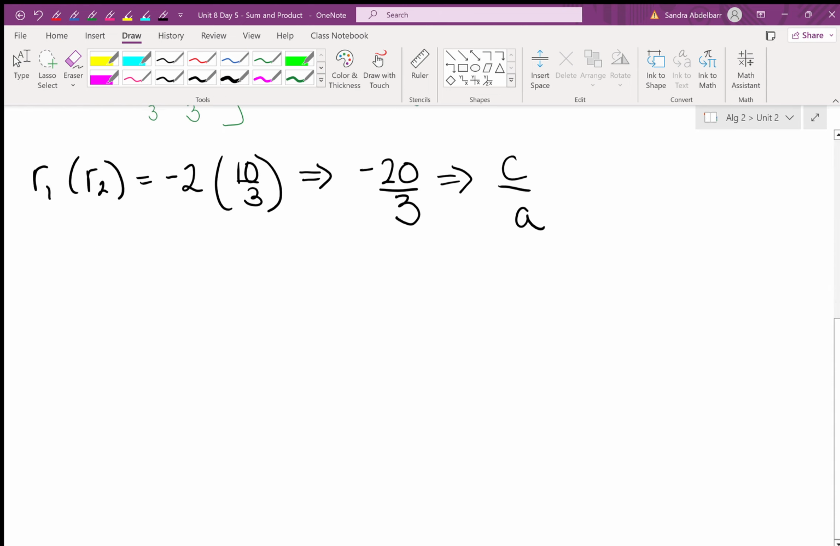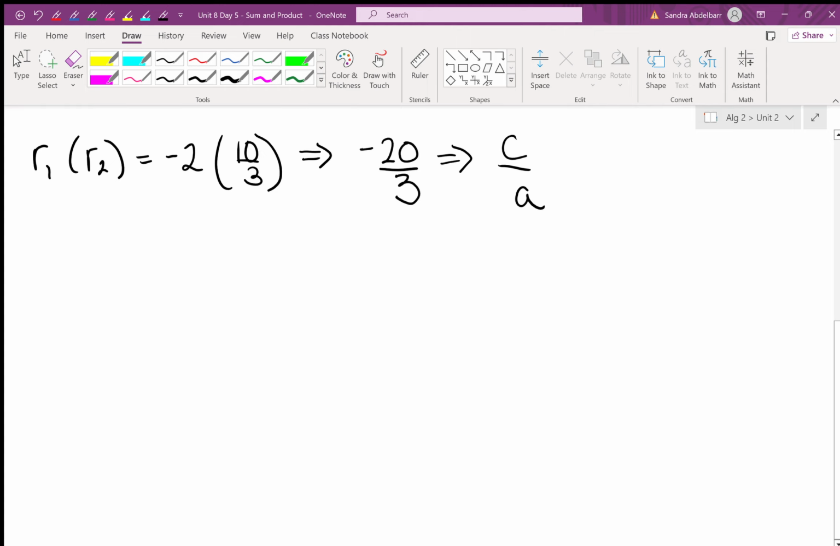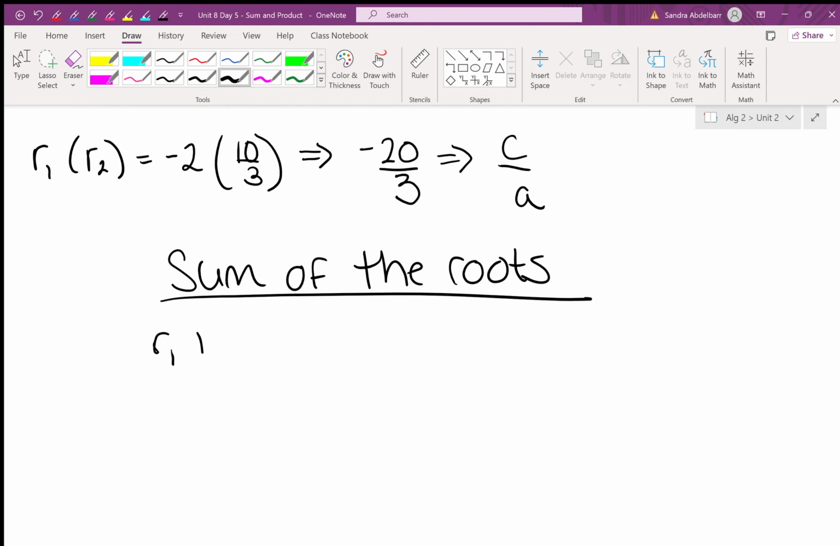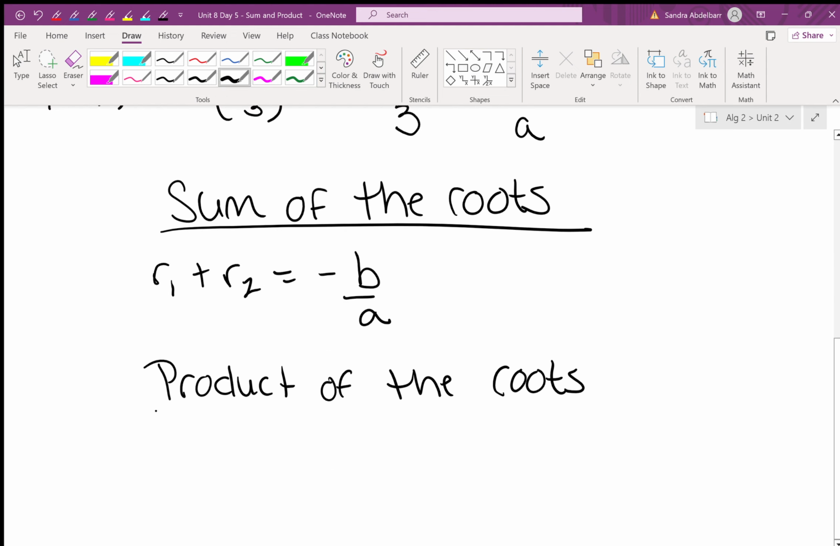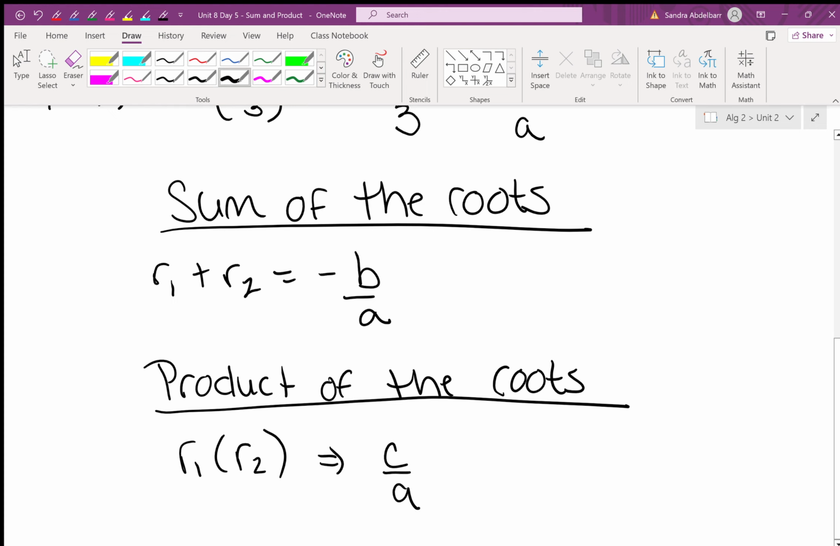Okay. Normally at this point, I would prove this to you, but I'm not going to. I just want to use it. So let's just write it out. Let's write out sum of the roots. It's going to be R1 plus R2 is always negative B over A. And then we're going to have the product of the roots. So R1 times R2 will always give us C over A, and that's obviously assuming A cannot equal 0.